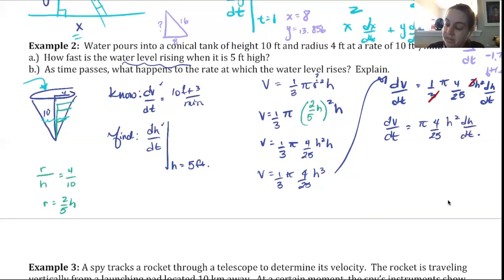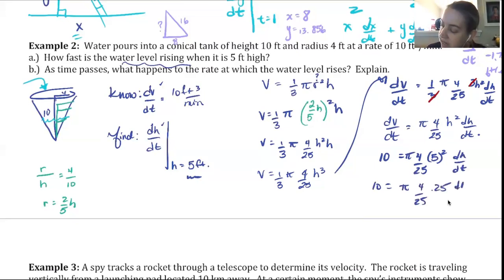Now, here's where we put the numbers in that we have. So 10 cubic feet per minute is here on the left. 4/25, I forgot my pi. Let's put the pi in. The height, that's here: 5 feet squared, dH/dt. So 10 equals pi 4/25, 5 squared is 25, dH/dt. What happens with those 25s? They cancel out. I'm going to do a little bit of solving here. So 10 equals 4 pi dH/dt. This becomes 5 over 2 pi for dH/dt.